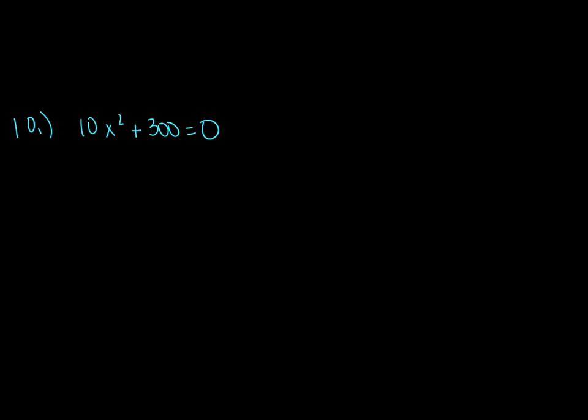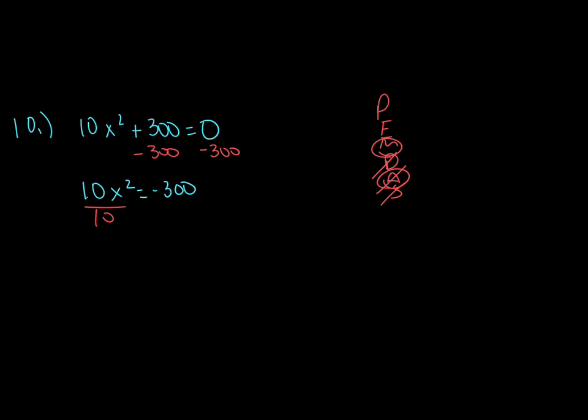Now, number 10, you could use quadratic formula if you really wanted to. I would not recommend doing that. Because there's only one variable, I'm going to use penultimate backwards. There is no subtraction. There's addition, which is why I'm minus 300 from both sides. So I get 10 x squared equals negative 300. Now, the addition's gone. There's no division. There's multiplication. That's why I divide both sides by 10. So I end up with x squared equals negative 30.